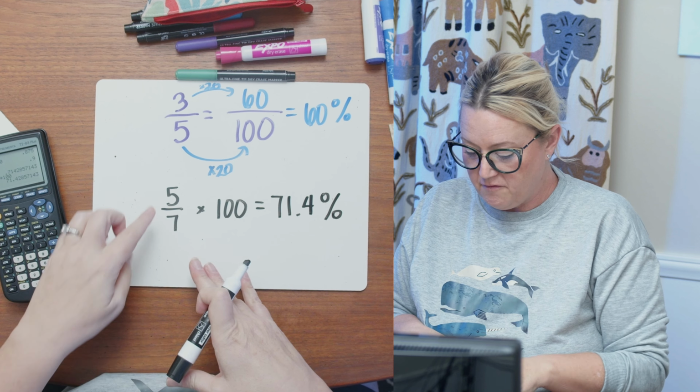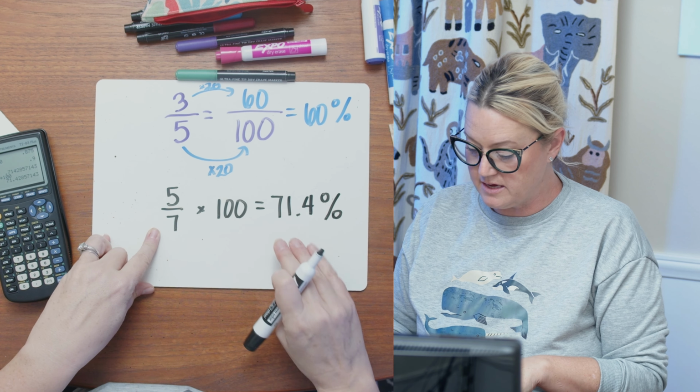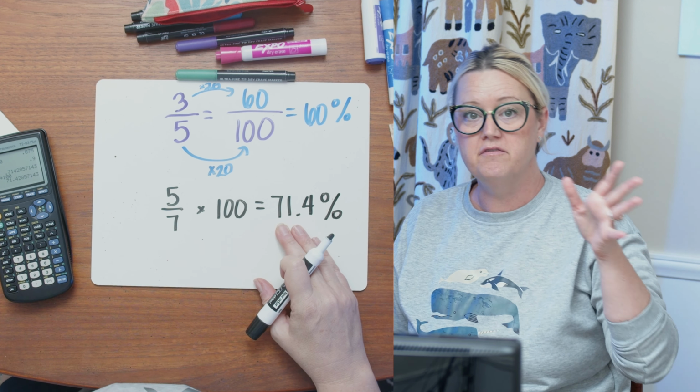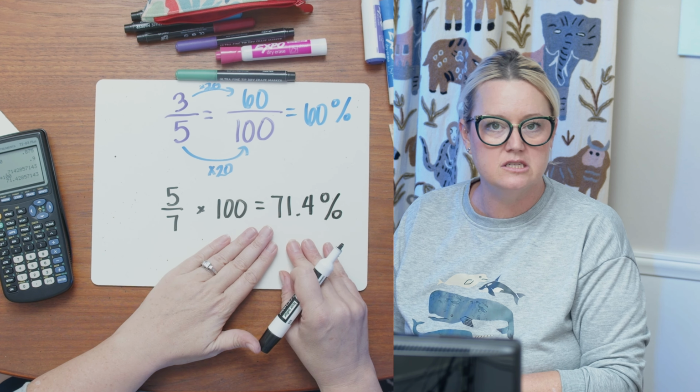So you've got 5 out of 7 is the same thing as 71.4 out of 100. Like century? That's where percentages come from. That's MathedUp.